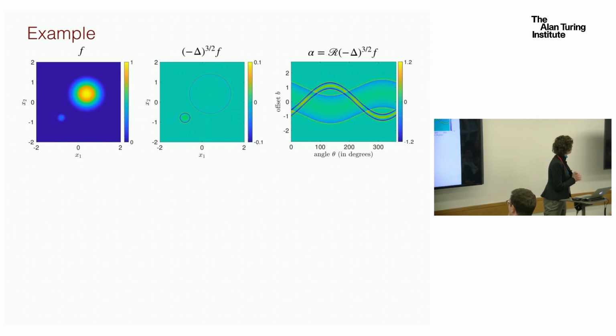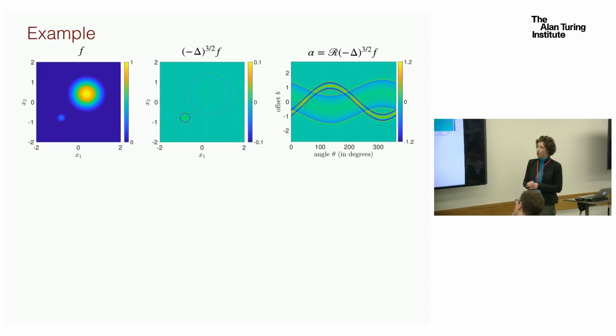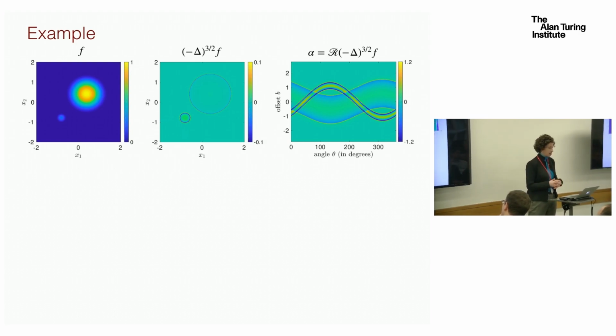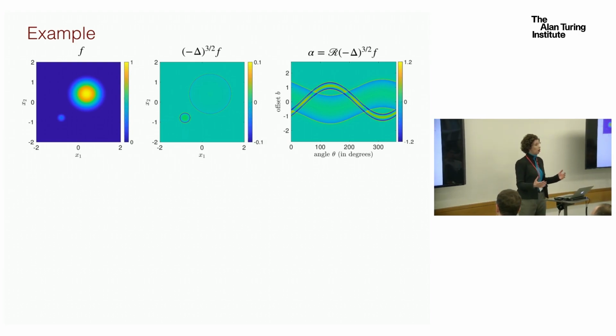Here we go. So here's a function. It's got two different bumps, one in the upper right and one in the lower left. And then I compute its fractional Laplacian, and so you can see a picture of that. And then I compute the Radon transform of that, and this is alpha. And so what I'm arguing is that the L1 norm of this alpha image is the way that we are implicitly regularizing functions when we regularize the weights of neural networks.